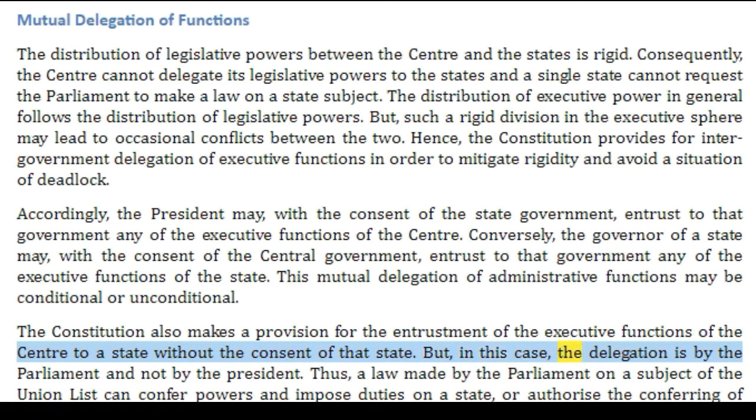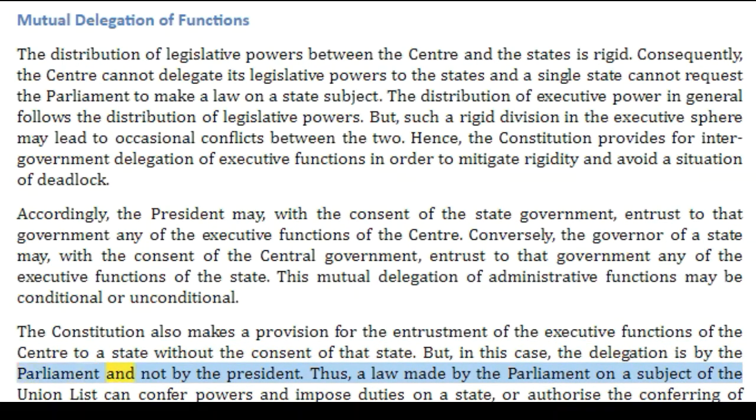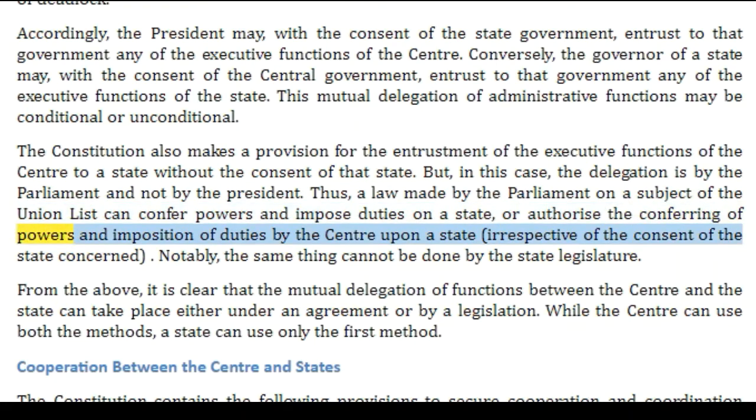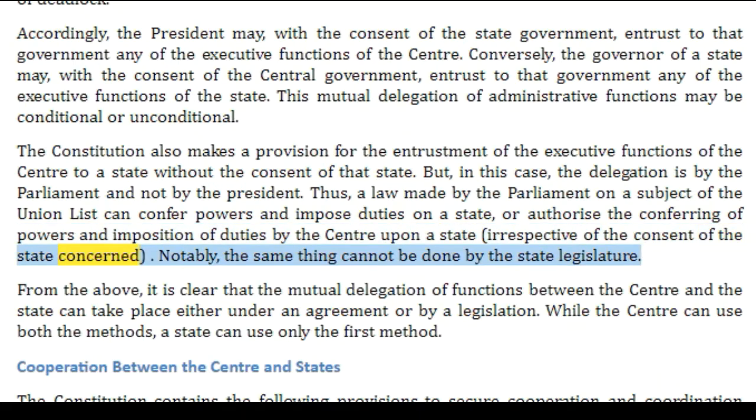But, in this case, the delegation is by the Parliament and not by the President. Thus, a law made by the Parliament on a subject of the Union List can confer powers and impose duties on a state, or authorize the conferring of powers and imposition of duties by the center upon a state, irrespective of the consent of the state concerned. Notably, the same thing cannot be done by the state legislature.